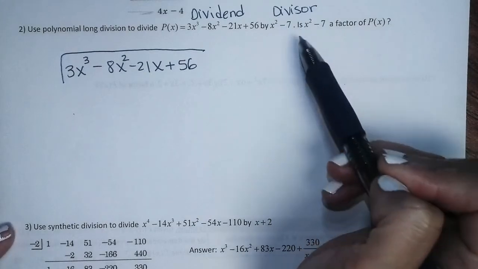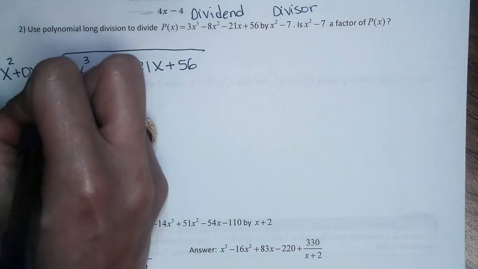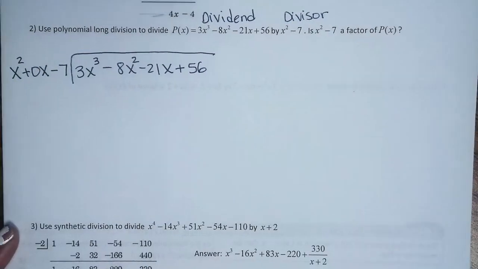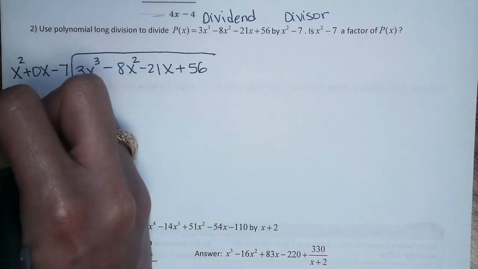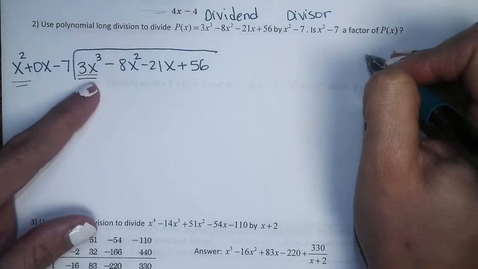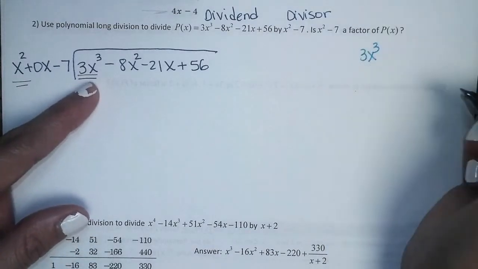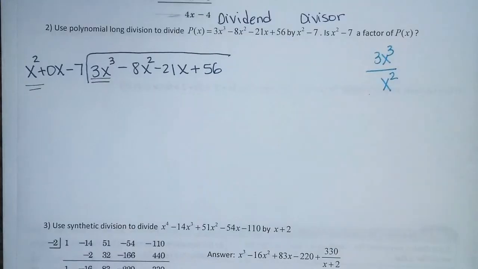The divisor, x squared minus 7, is missing the linear term. So make sure you write x squared plus 0x minus 7. The divisor goes outside the house. And now here is how you start doing long division. The way you do long division, you're going to take the first term of your dividend and divide it by the first term of the divisor. So here's what I mean. Over here, separately, I'm going to take 3x cubed, which is the first term of the dividend, and divide it by the first term of the divisor, x squared.